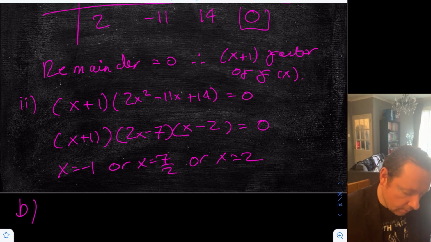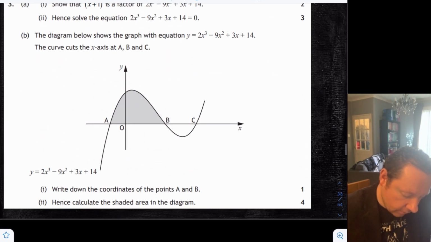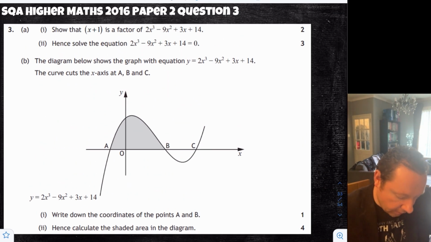Part B, the graph cuts the x-axis at A, B and C, write down the coordinates of A and B. Well, we've just worked it out. Our smallest x is A, our next smallest is B.